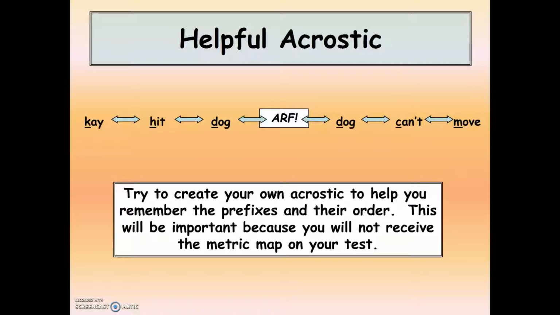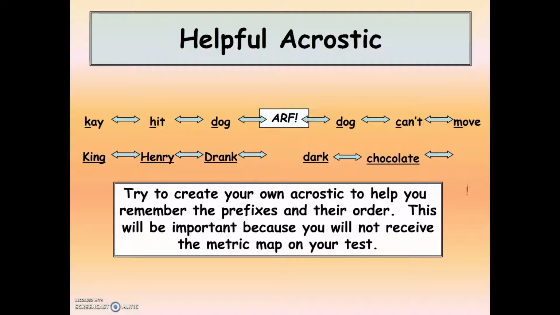So, to help you out, there are some acronyms that can help you remember the metric system prefixes. There is, I've seen, K hit dog, ARF, dog can't move. But on a less dog-beating note, I like King Henry drinks dark chocolate milk.